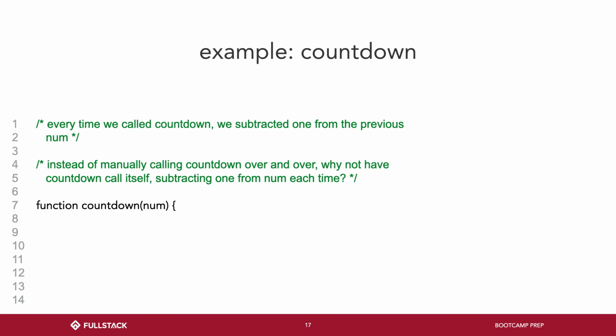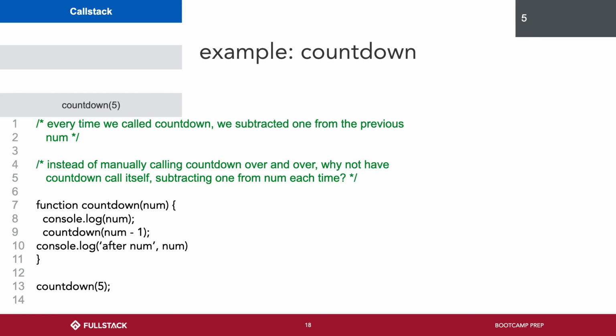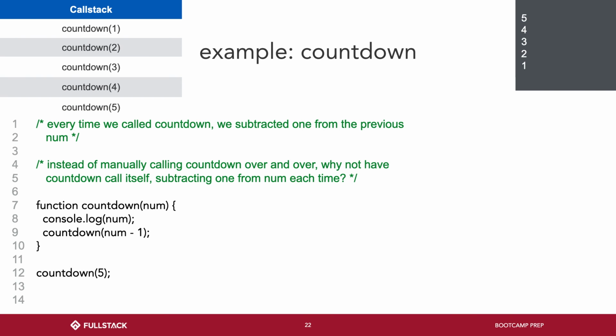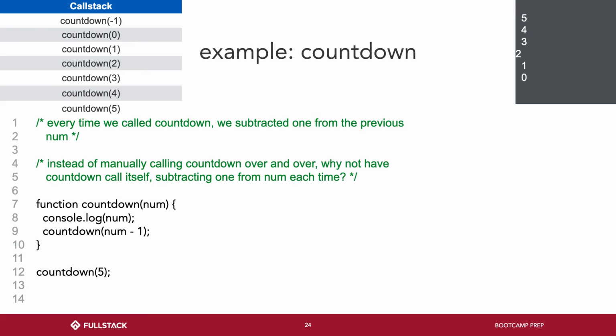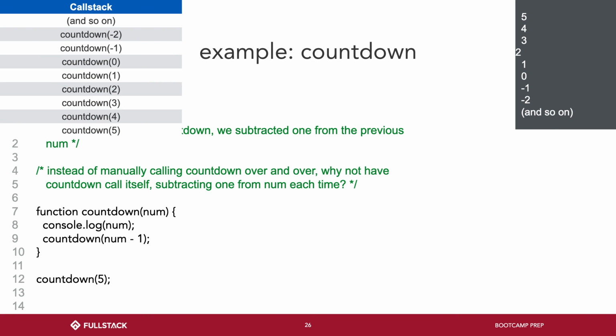So if we do countdown(num - 1) and we call countdown(5), we have 5, we have 4, we have 3. This is working, right? We have 2, we have 1, we have 0, we have -1, we have -2, and so on, to infinity. This is how you can really get into trouble with recursion. There is no point at which we are telling this to stop.